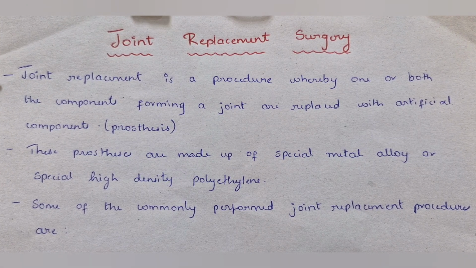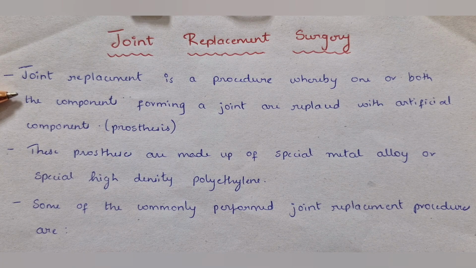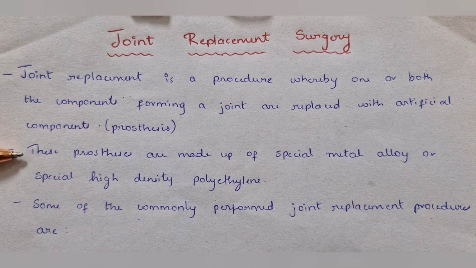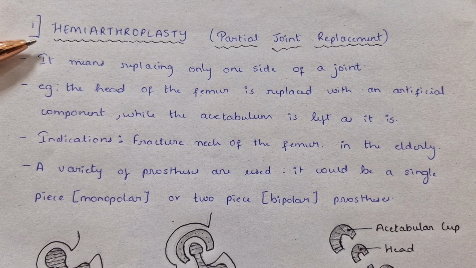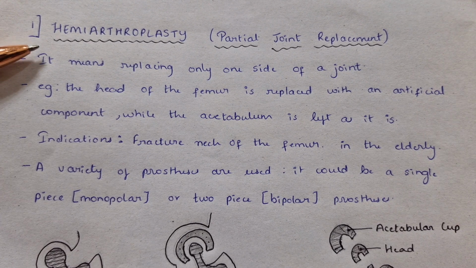Joint replacement surgery. Joint replacement is a procedure whereby one or both the components forming a joint are replaced with artificial components. These are called prostheses. These prostheses are made up of special metal alloy or a special high density polyethylene. Some of the commonly performed joint replacement procedures are: the first one is hemiarthroplasty, also called partial joint replacement.